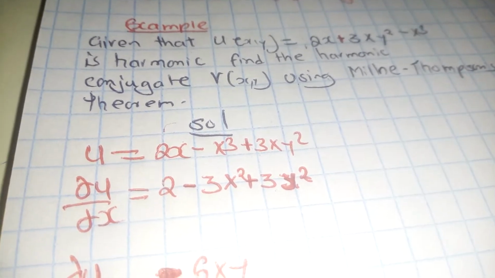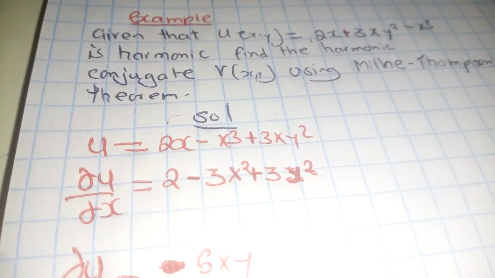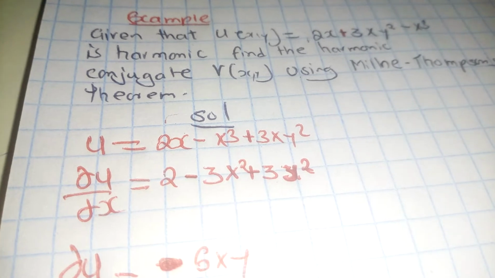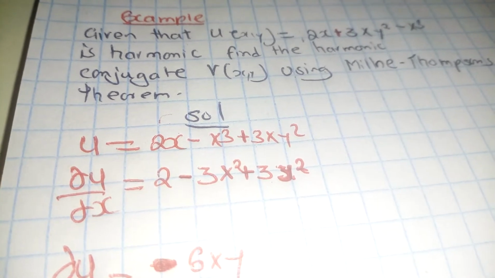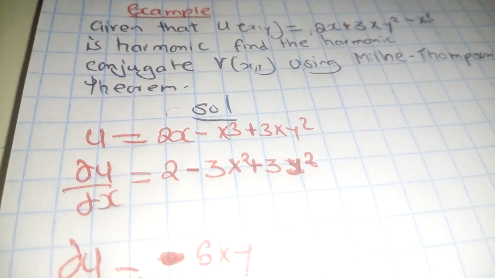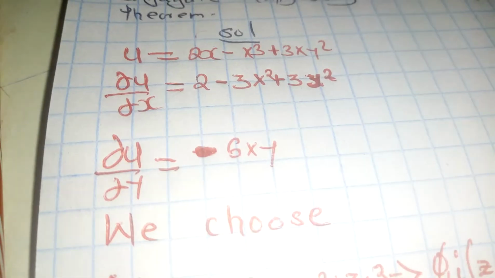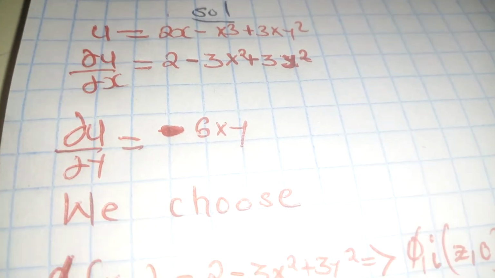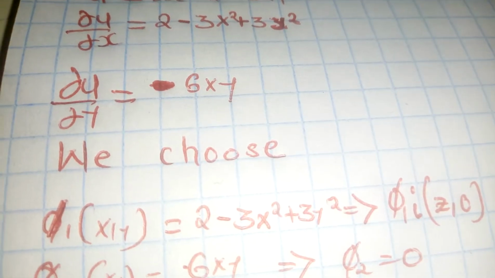The partial of u with respect to x is equal to 2 minus 3x squared plus 3y squared. Okay, our partial of u with respect to y will be equal to 6xy.